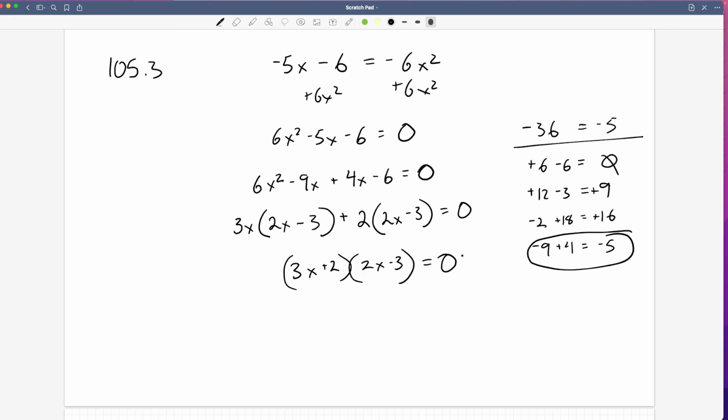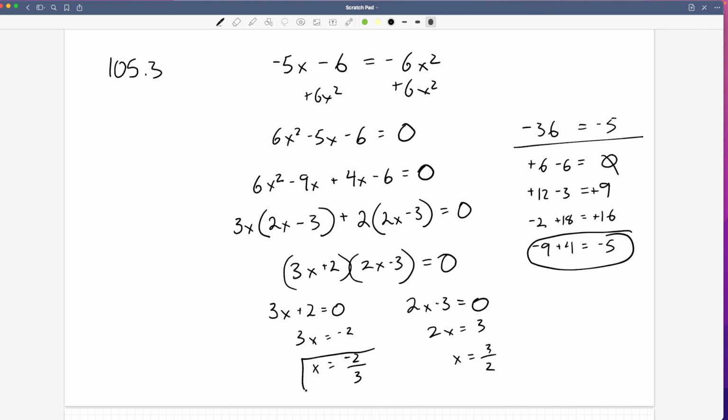Aha, there we go. So now we do the same thing we would do if we were completing the square and we were factoring that out. So we would set this one equal to 0, and we would set this one equal to 0 because one of these is equal to 0. We don't know which one it is. So we subtract 2 from both sides. 3x is equal to negative 2. X is equal to negative 2/3. And then 2x is equal to positive 3. X is equal to 3/2. And that would be the two solutions for x.